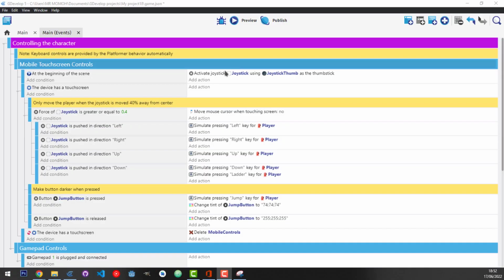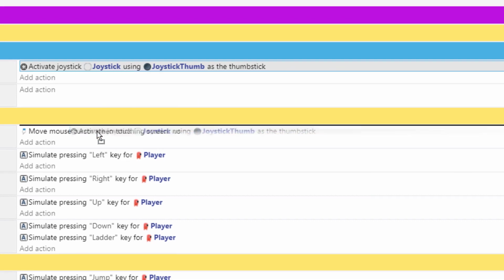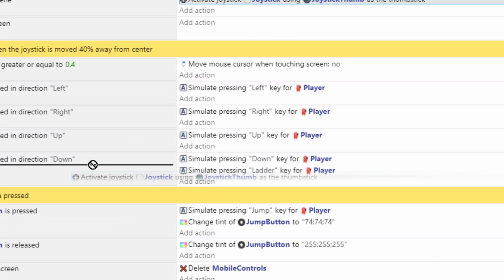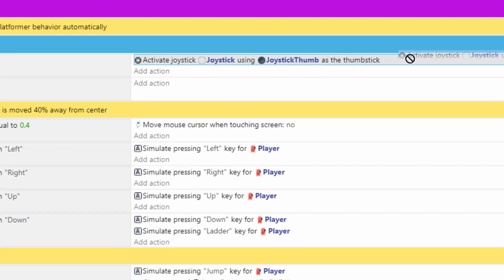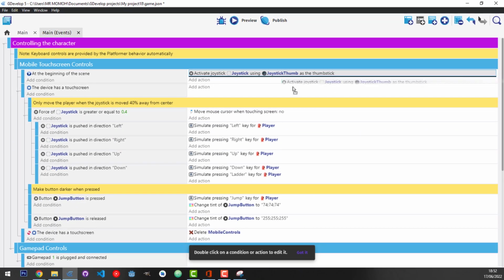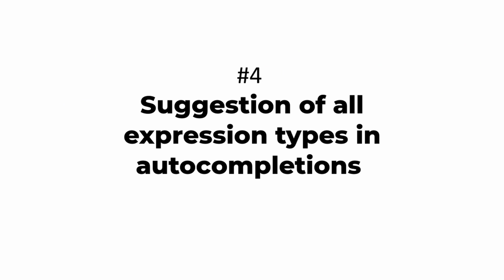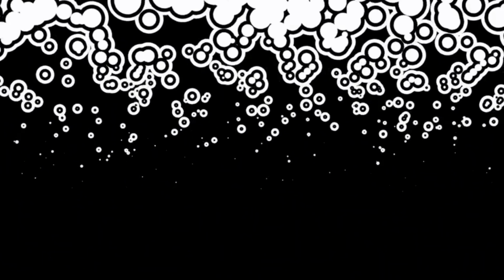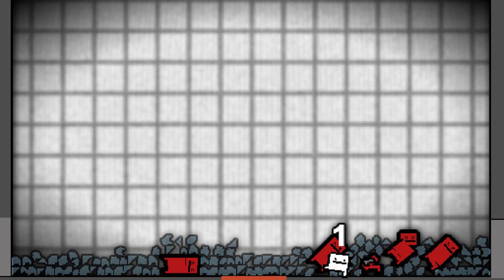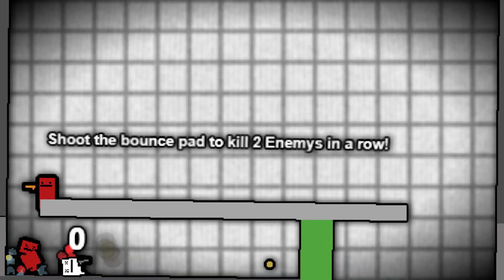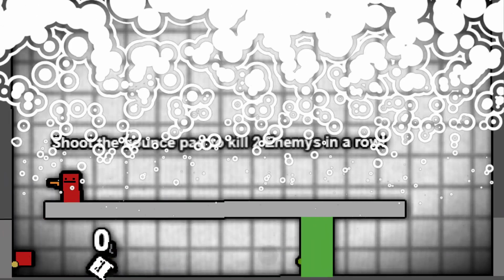And the third improvement is to the drag and drop to allow again horizontal movements to quickly move an event. At number 4 we have the improvement which brings suggestion of all expression types in auto-completions of expressions.